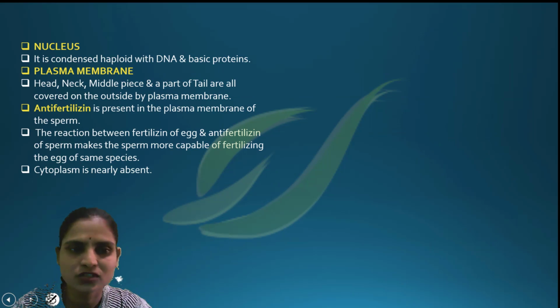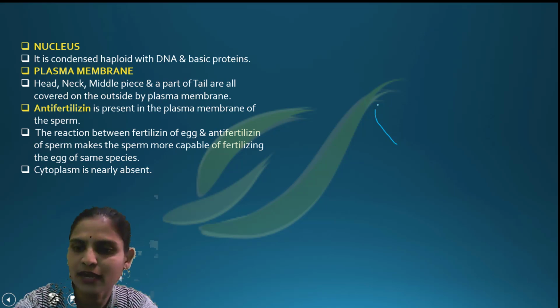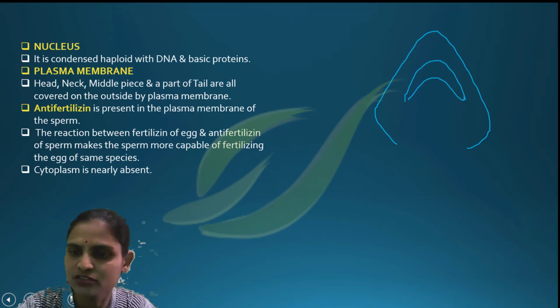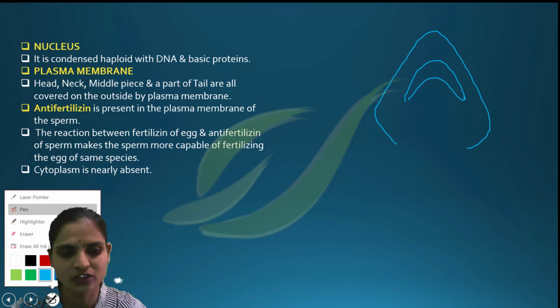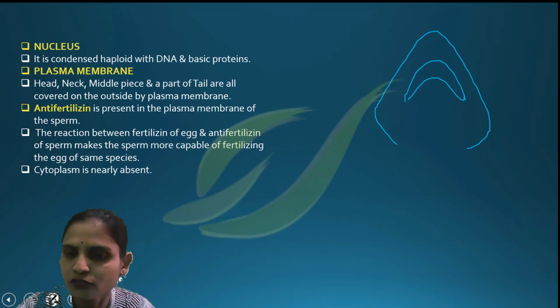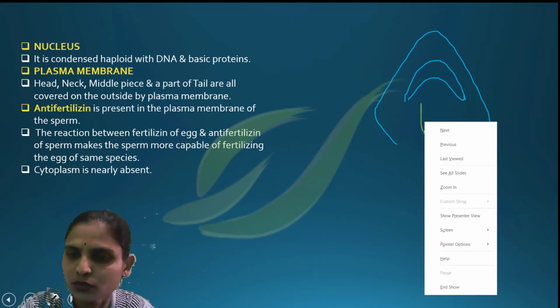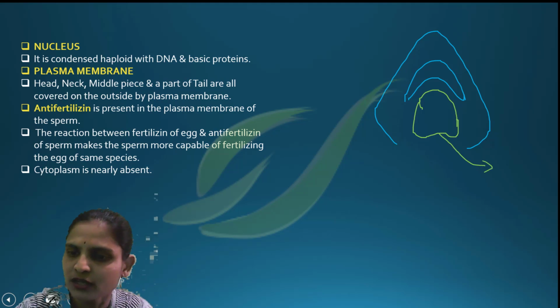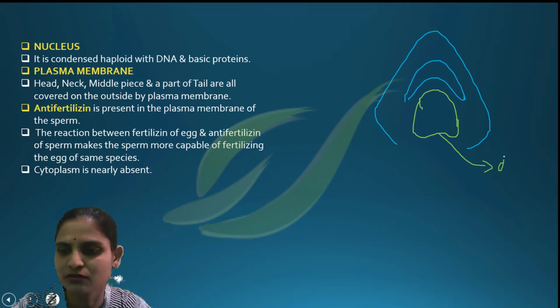So the next region in the head is the nucleus. We have already discussed the acrosome and its importance, and below that we have studied that it consists of the nucleus. The nucleus is condensed, and it has a slight depression.